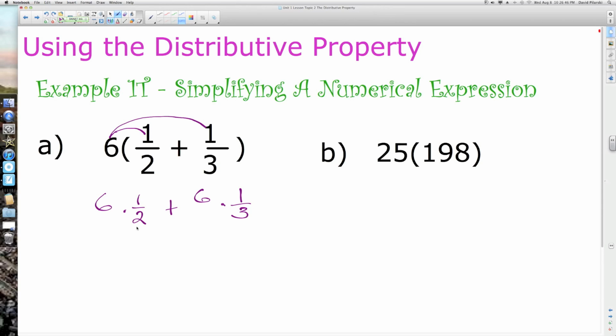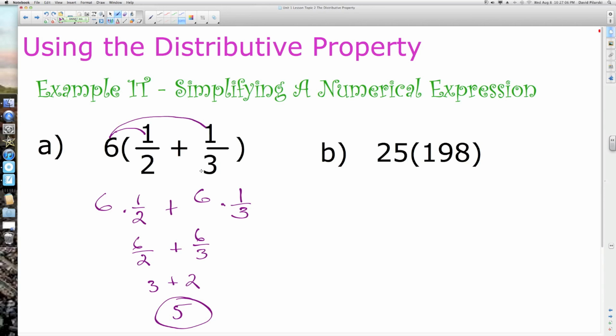Now, 6 times 1/2, that's 6 over 2. 6 times 1/3 is 6 over 3. 6 over 2 simplifies to 3, and 6 over 3 simplifies to 2. So we add those together, that gives us 5. So we can see there's an easier way to work with fractions.